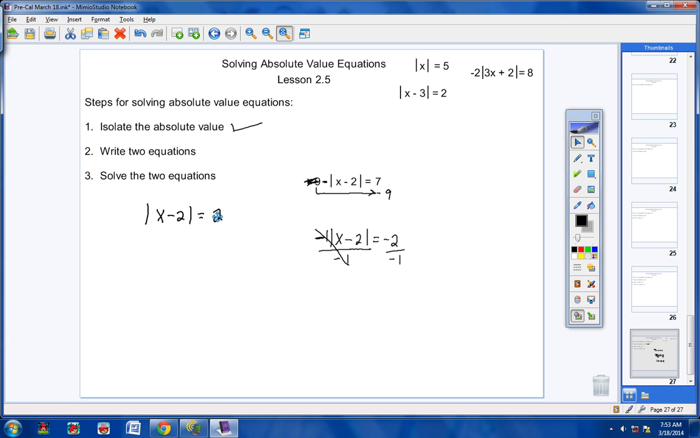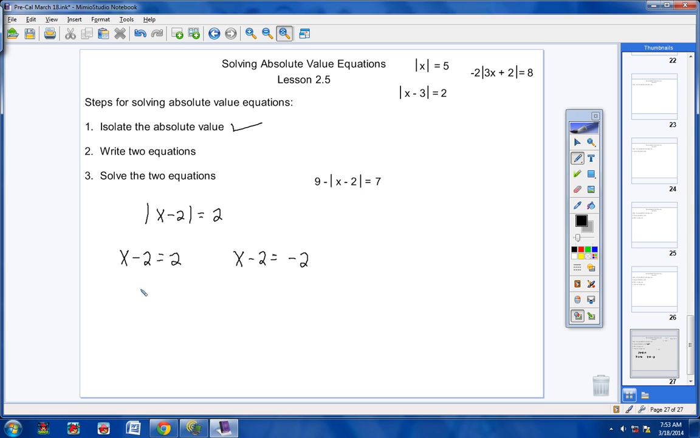Now what I've taught you to do next is you're going to look at step 2 here, write two equations. So remember what to do. You first of all write the equation just like it is without the absolute values there. And then you take this equation right here and you write it again, only you change the sign of this number right here. So instead of putting a positive 2, I'm going to put a negative 2. And now let's see what happens.